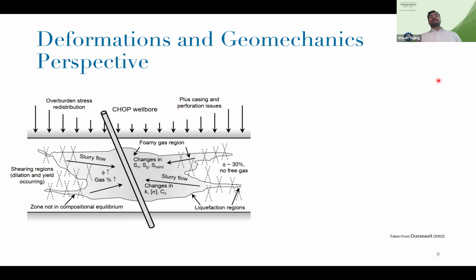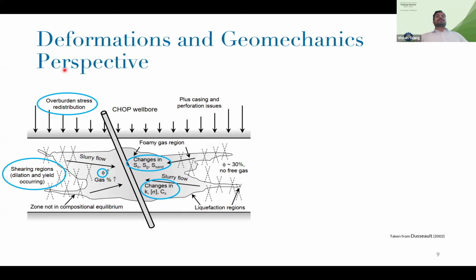Now, let's talk about deformation and geomechanics. That was just the introduction. Now let's go into this. I'm going to show you here, and I highlighted some phenomena that happen in reservoirs that I'm pretty sure you can relate with phenomena in civil engineering and in geotechnical engineering.